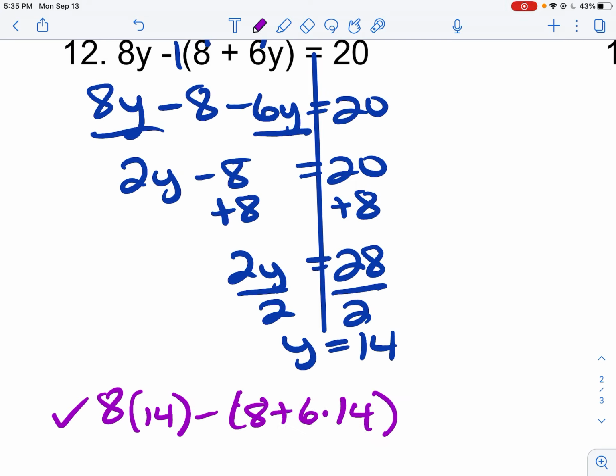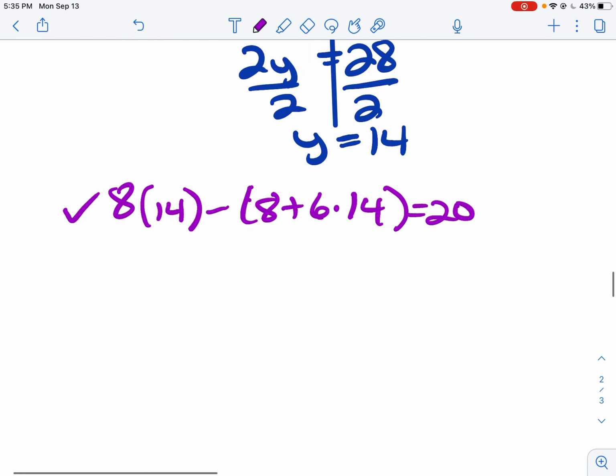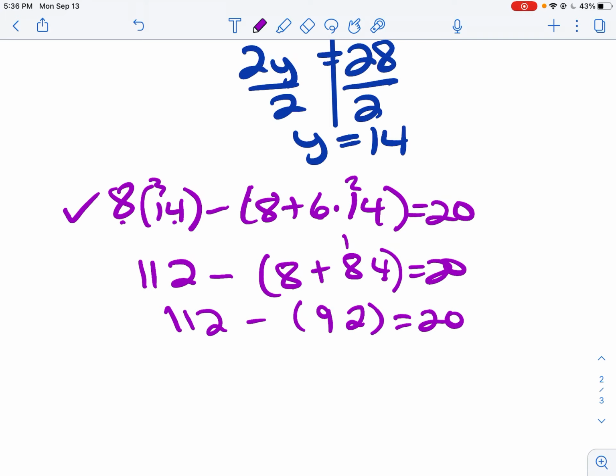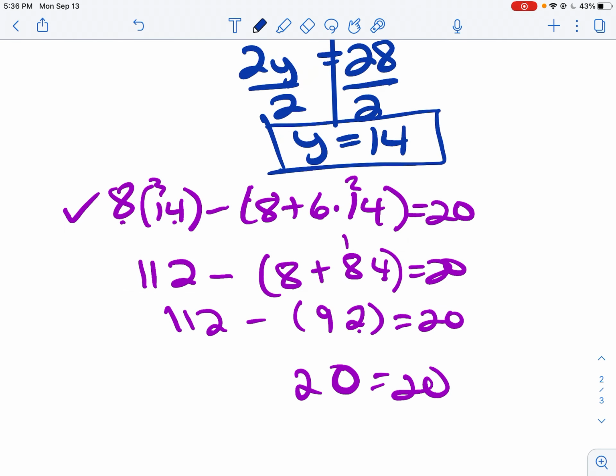8 times 14 minus 8 plus 6 times 14 equals 20. Okay, 8 times 4 is 32. 8 times 1 is 8 plus 3 is 11 minus 8 plus 6 times 4 is 24. 6 plus 2 is 8. So 112 minus, this is going to get me 8 plus 4 is 12. So 92 equals 20. So 2 minus 2 is 0. 11 minus 9 is 20. So I did the right work.